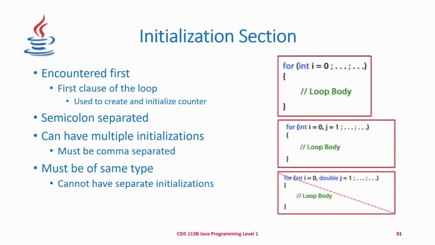So in the examples on the right there, you can see we're creating a single initializer, int i equals 0, in the first example. In the second example, we've got two initializers: an int i equal to 0 and an int j equal to 1. In the last example, that would be illegal because we're trying to initialize a double at the same time we're trying to initialize an integer.